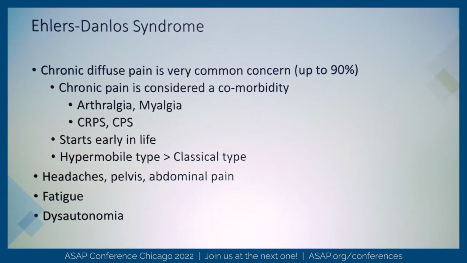Patients complain about it at least at some point in their lives, usually early on, and it usually evolves to increase in severity and frequency. It usually evolves to include more parts of the body. In fact, chronic pain is considered a comorbidity.